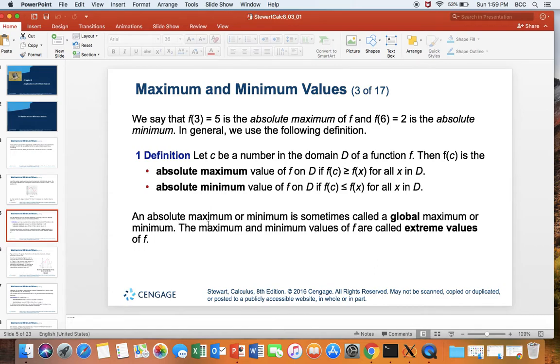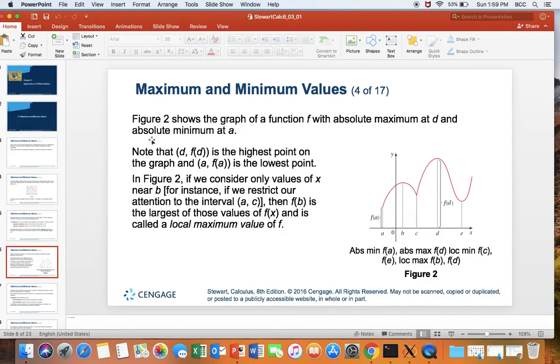An absolute maximum or minimum is sometimes called a global maximum or minimum. So some authors call absolute to be global. That's fine. The maximum and minimum values of f are called extreme values. Extreme means you could be maximum or minimum. Figure 2 shows a graph of a function f with absolute maximum at d, absolute minimum at a.